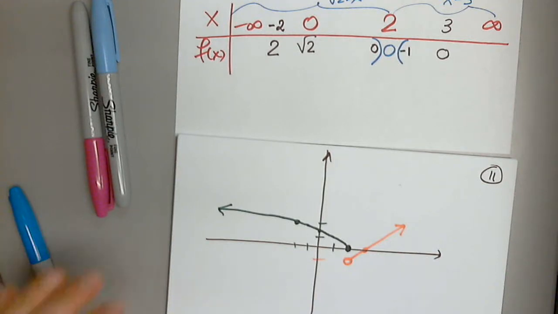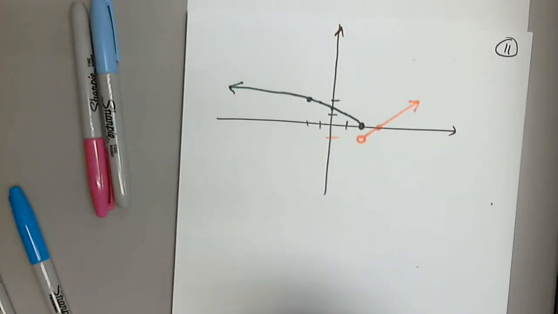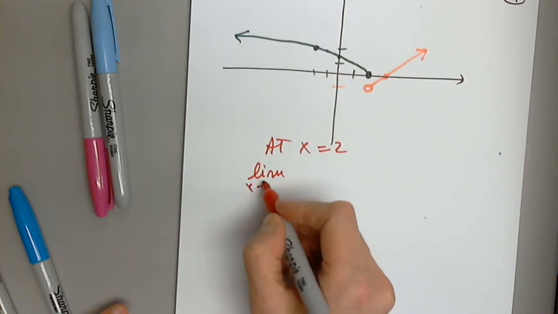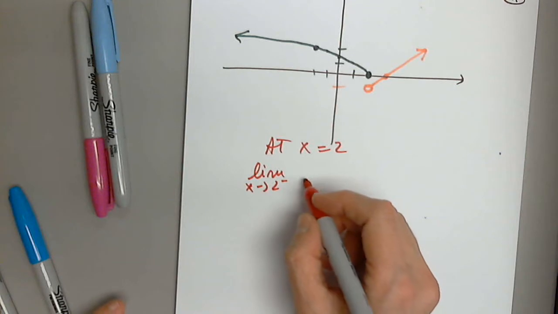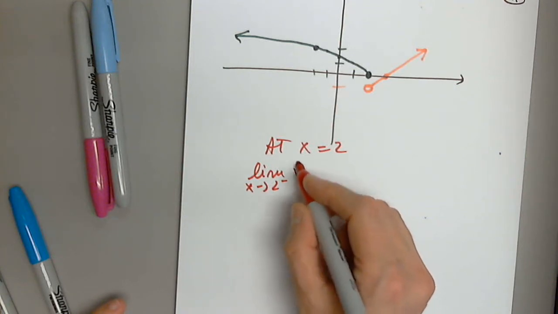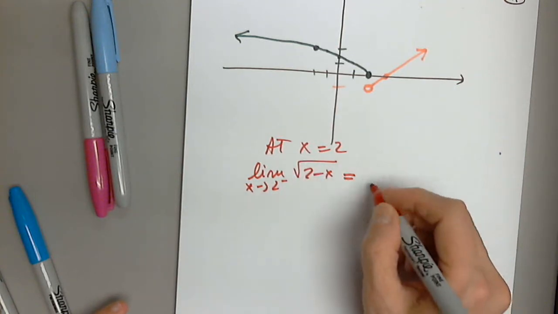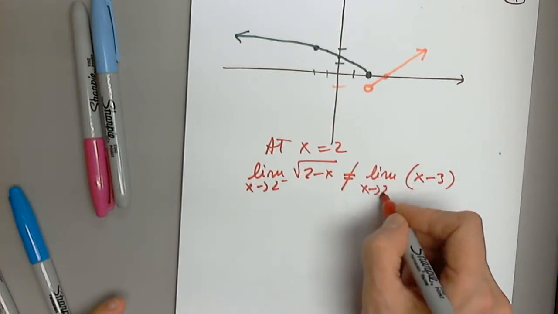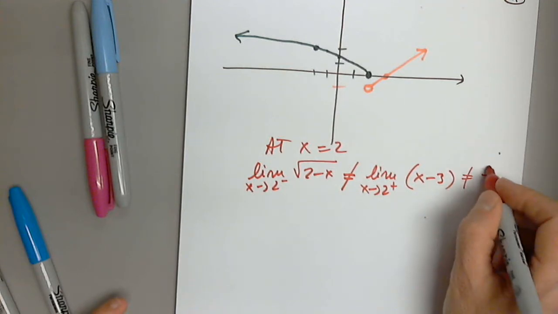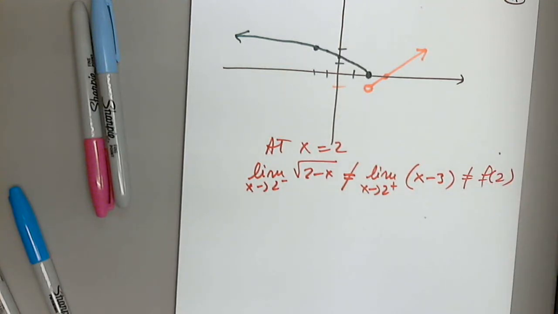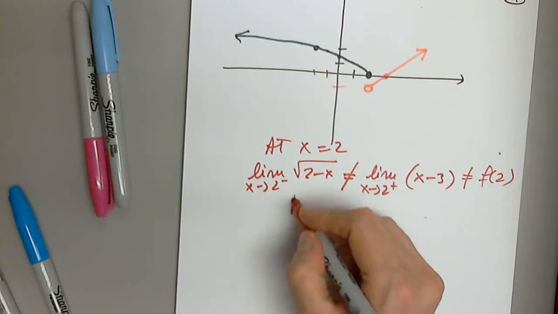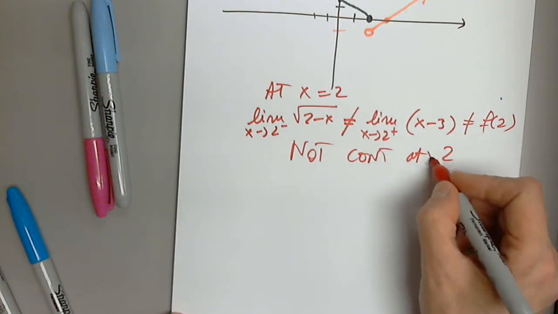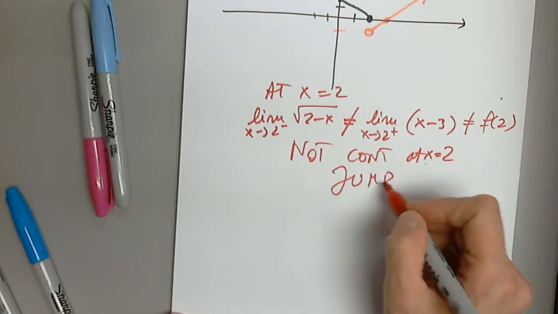So I have to put that in writing. At x equals 2, limit as x approaches 2 from the left of the square root of 2 minus x does not equal limit of x minus 3 as x approaches 2 from the right, which does not equal f of 2. Not continuous at 2. I can say at x equals 2, jump discontinuity.